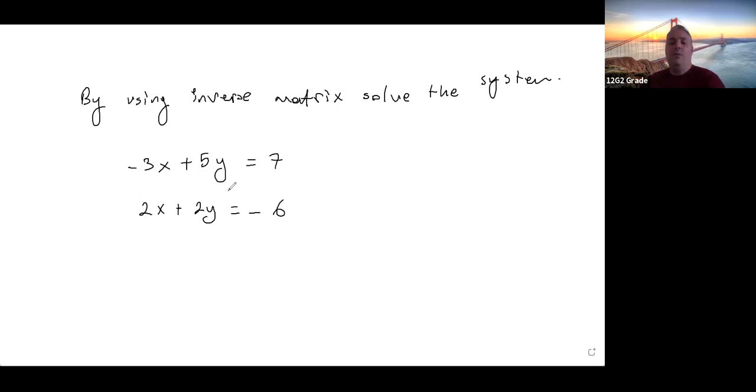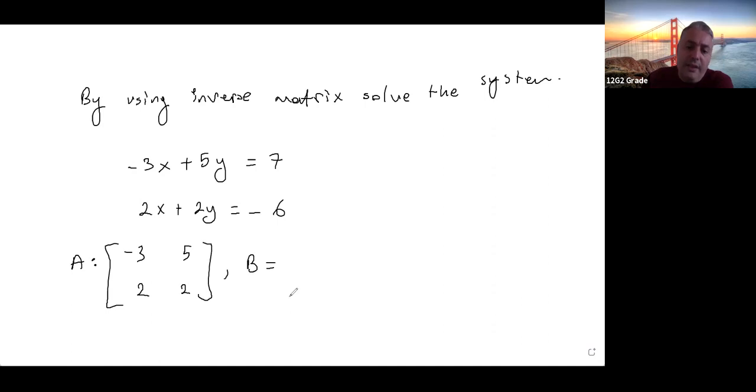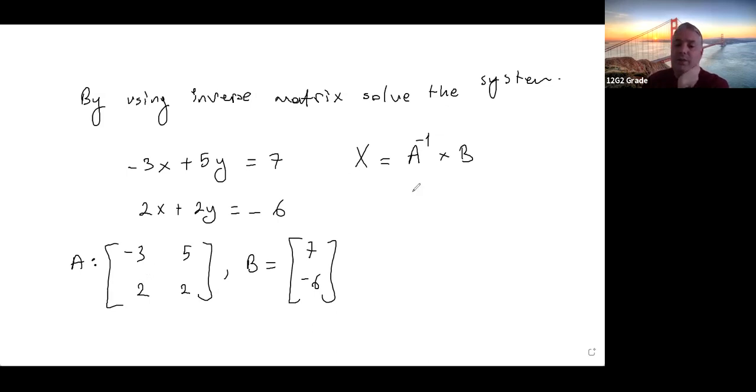First of all, what am I going to do? I will write matrix A, which is -3, 2, 5, and 2. And then matrix B is 7, -6. So I will say the solution X is equal to A inverse times B. That's it. This is the answer, A inverse times B. So I need to find A inverse. How can I find A inverse? There is one rule. Let us remember the rule.